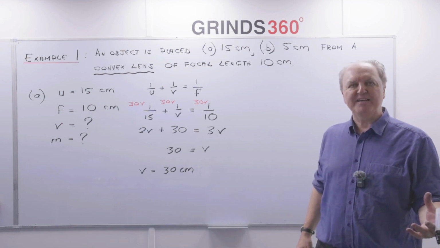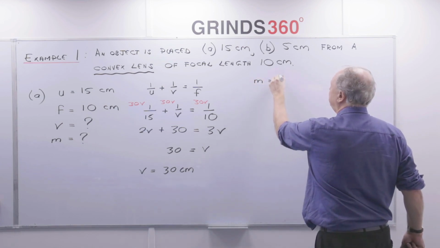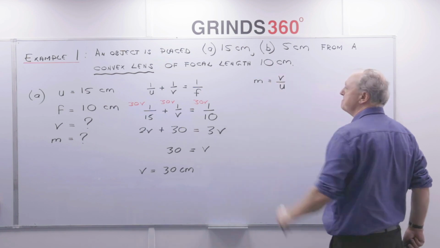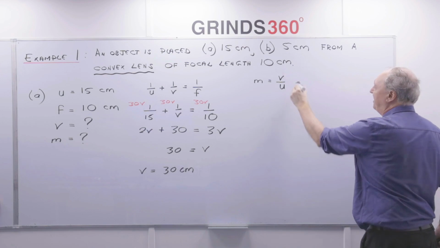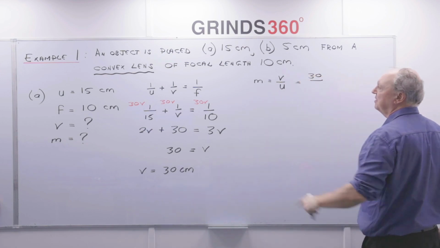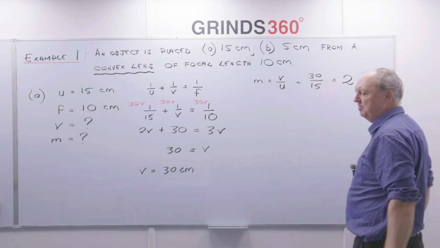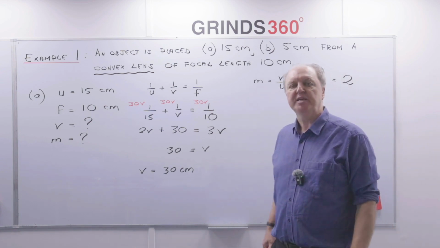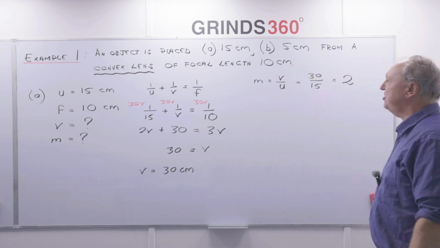Now let me work out the magnification. My other main formula is M is equal to V divided by U. My value of V is 30. My value of U is 15. You get a magnification of 2. That means the image is twice as big as the object. Does that make sense to you?